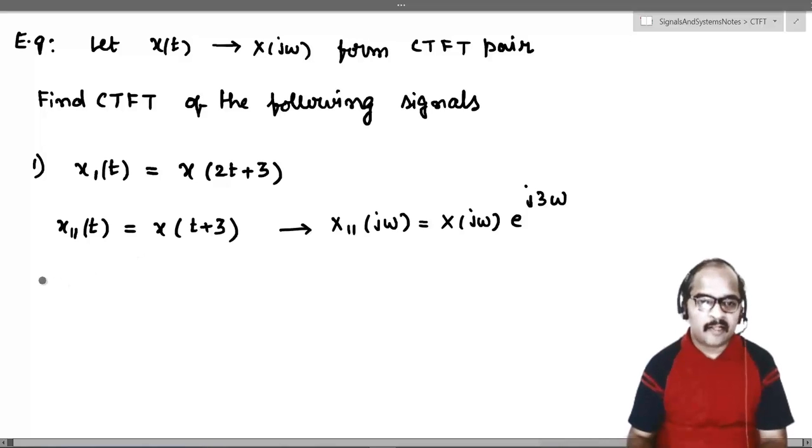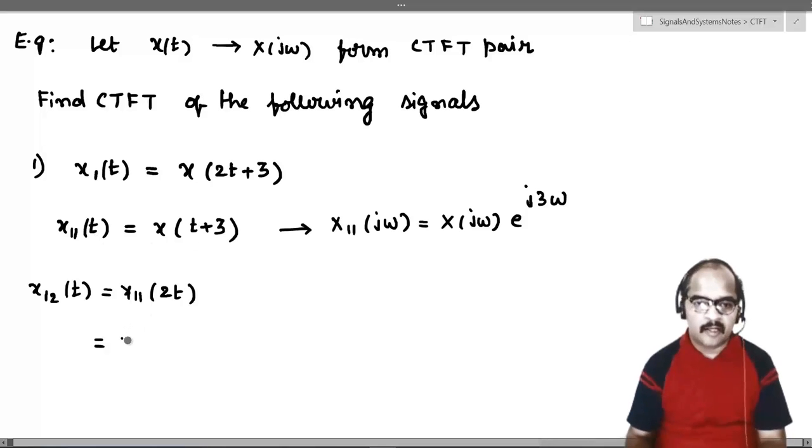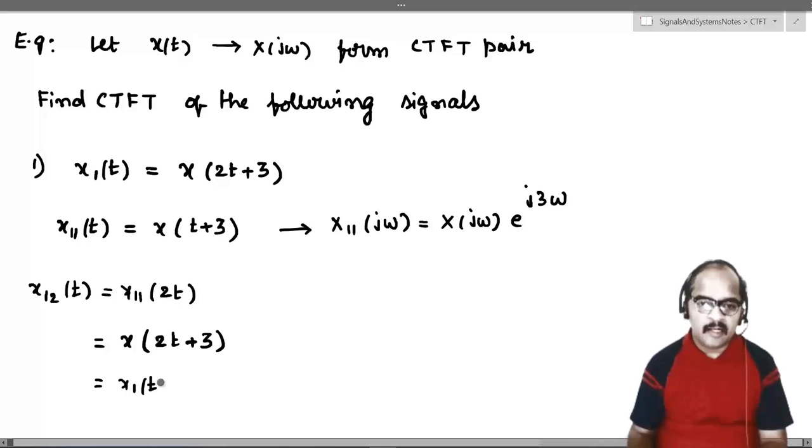Now we want it for time scaling. So let me call that x12 of t, which is equal to x11 of 2t. Okay, so what does that mean? Wherever there is t in x11 of t, replace it with 2t. So you will get what? x of 2t plus 3. Correct, and we know that this is our original signal x1 of t. Okay, so if you find the Fourier transform of x11 of 2t, that is the same as the Fourier transform of x1 of t. So which property do we have to use here? We have to use the time scaling property.